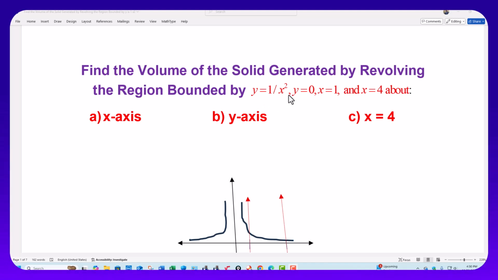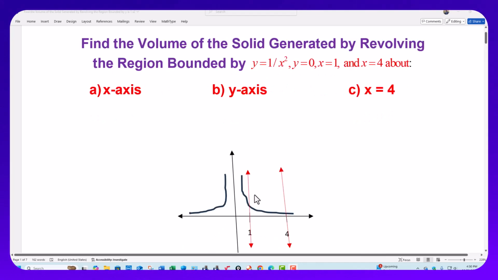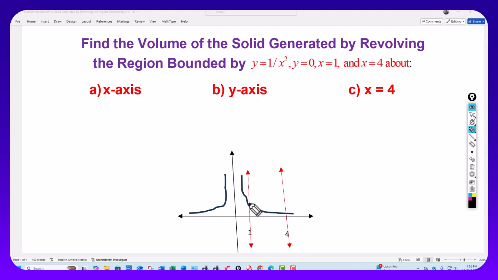Now, the function y equals 1 over x squared: the numerator is always positive, positive 1, and the denominator is squared, so you know the graph is above the x-axis. You can plot a few points, or use your graphing calculator, to get a rough sketch. That's all you need. The region we're looking at is in the first quadrant, bounded by the lines x equals 1, x equals 4, y equals 0, and the function y equals 1 over x squared. So basically we're looking at this region right there.